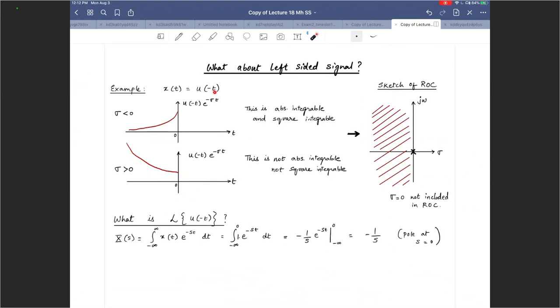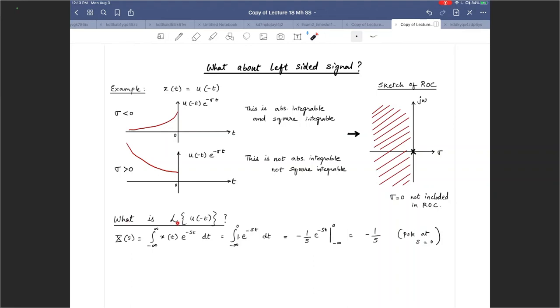Sigma less than 0. What does that mean? For u of minus t, the Laplace transform was 1 over s. Actually, it was negative 1 over s. So you had a pole at 0. And the region of convergence is sigma less than 0, so that is to the left of the pole. So for a left-sided signal, your region of convergence is to the left of the pole. And if there is more than one pole, it will be to the left of the leftmost pole, because of this exact reasoning.